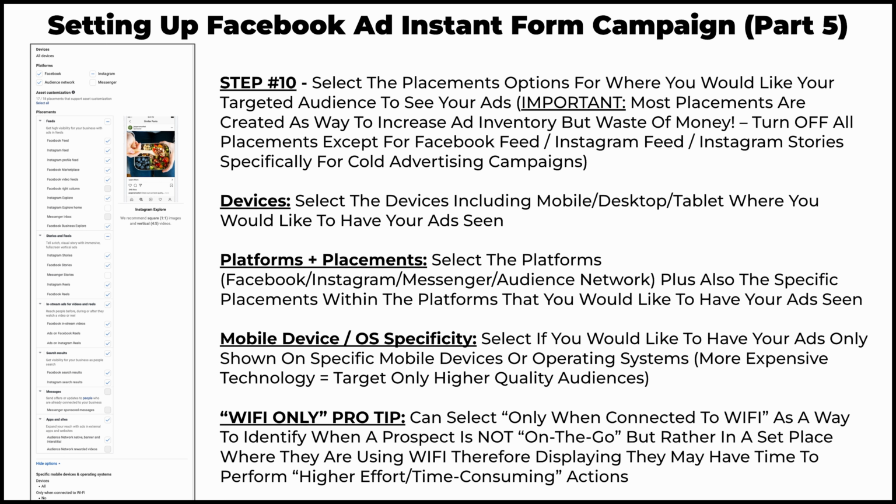And then this is also a pro tip here. So you want to select at the bottom of the placements Wi-Fi only. So you can select only when connected to Wi-Fi as a way to identify when a prospect is not on the go, like in their car, but rather in a set place where they are using Wi-Fi, therefore displaying they may have the time to perform higher effort or time-consuming tasks. So someone's less likely, if they're in the car on the go, to type in all their information on your lead form in comparison to when they're connected to Wi-Fi, which they're most likely in a set place where they have the time in order to perform that action.